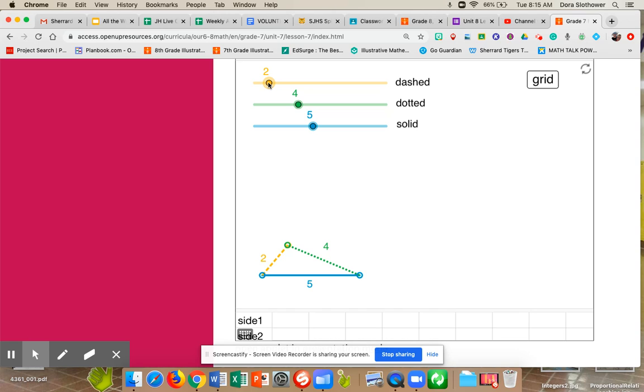Are there any other lengths that could be used for the third side of the triangles but weren't in your set? Yes. So we probably could have had some decimal ones. So yes, decimals. And maybe smaller whole numbers. We just didn't try them.